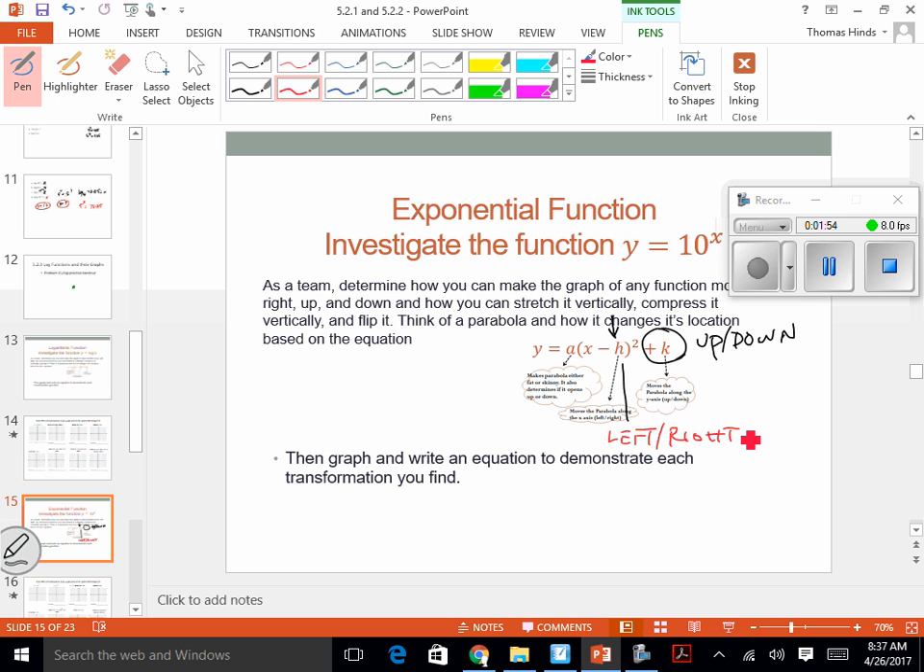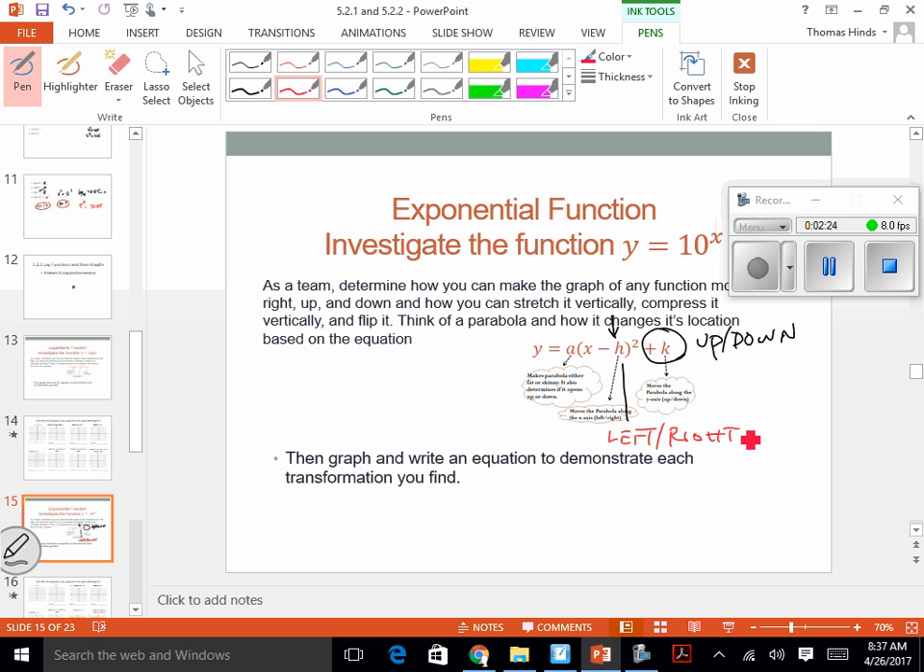As a matter of fact, anytime you have an equation where they want you to move things around, if you need to move something up or down, whatever the original equation is, go to the very end of it and put plus something or minus something, and that'll move it up or down. If you need to move something to the left or to the right, find wherever the letter X is, and in a parenthesis, put minus whatever, and it'll go to the right, and so on.